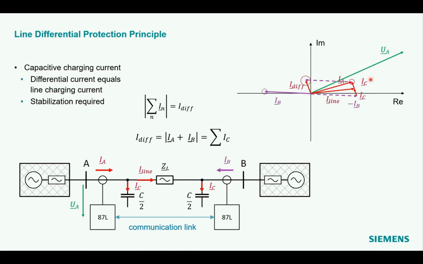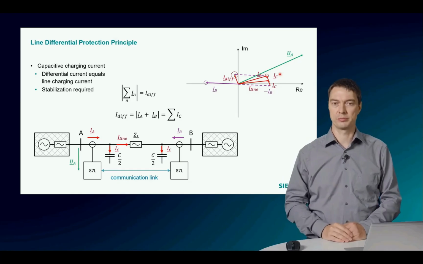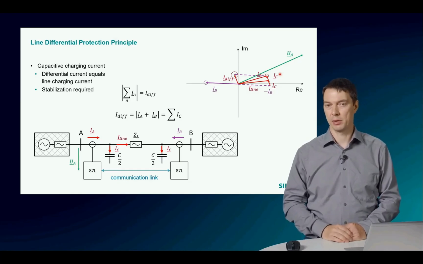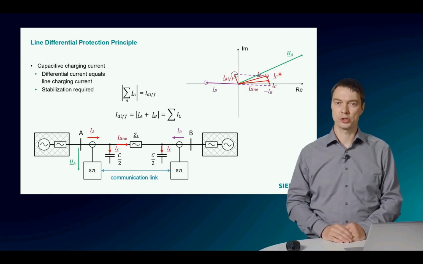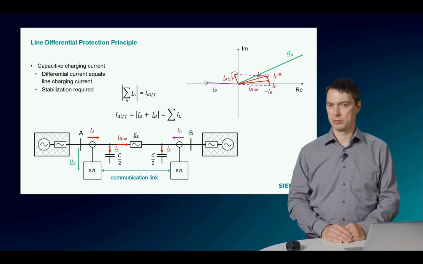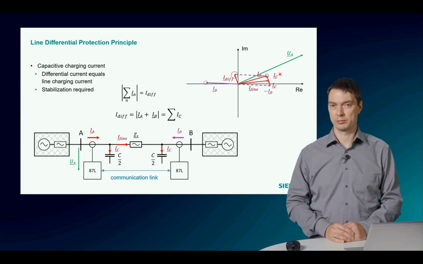The minimum differential current pickup threshold must be set higher than this expected charging current. Many relays in the market also provide a capacitive charging current compensation. This requires a locally measured voltage and will subtract the calculated charging current. The relay becomes more sensitive to low fault currents, but also requires a reliable voltage signal.